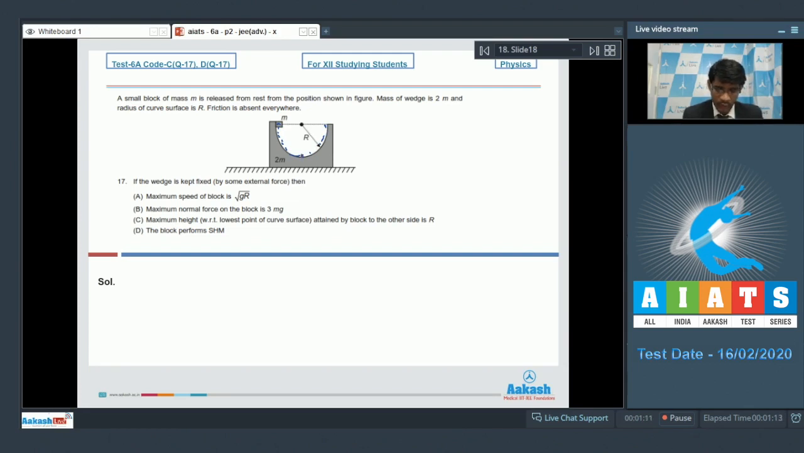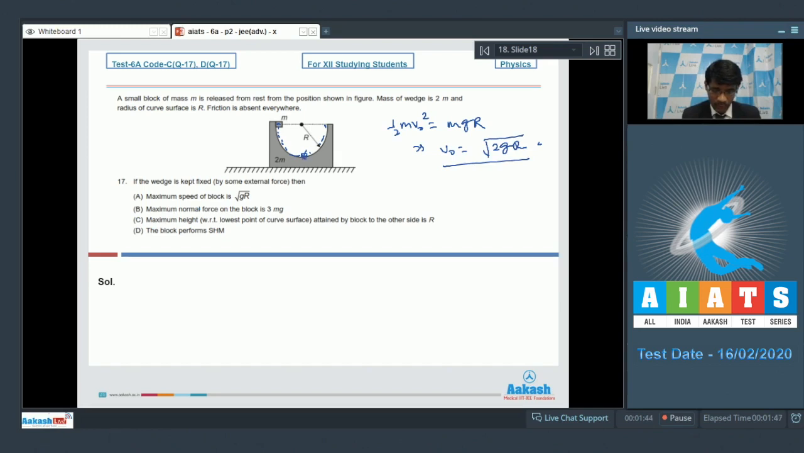So I would say at this point it still has the maximum speed. And how much is it? All the mechanical energy, that is actually potential energy in the beginning, will now convert into kinetic energy. So simply 1/2 m v0 square equals mg into r. How much is the velocity v0 here? We are getting v0 to be square root of 2gr. So option A is the wrong answer.